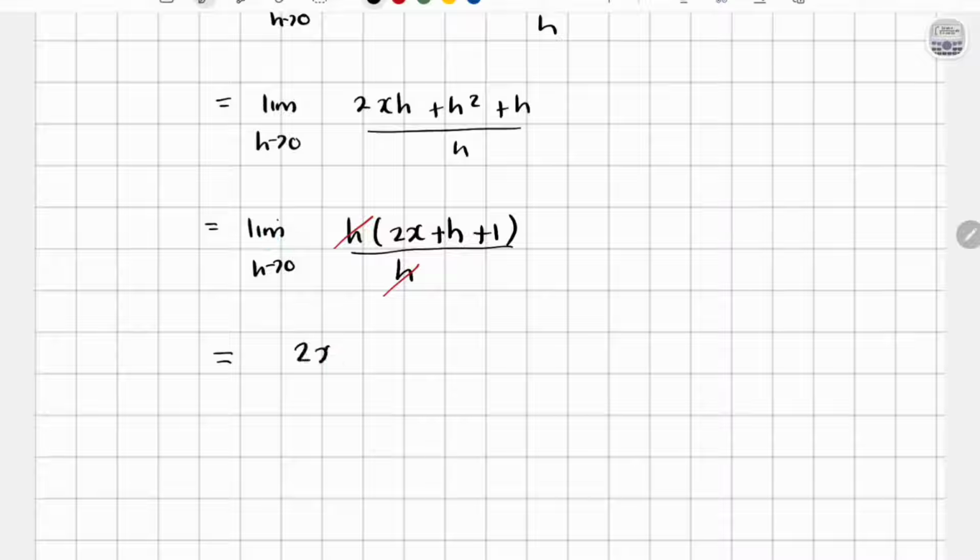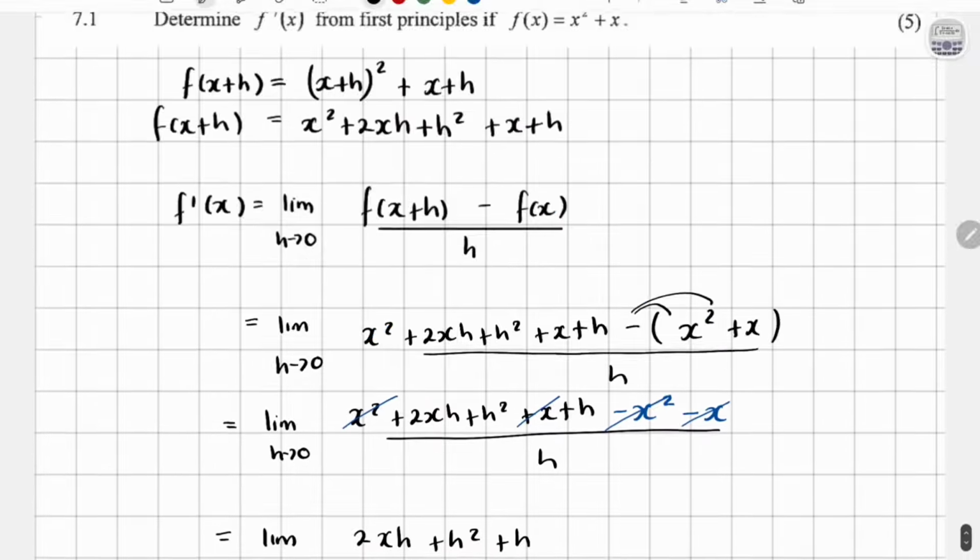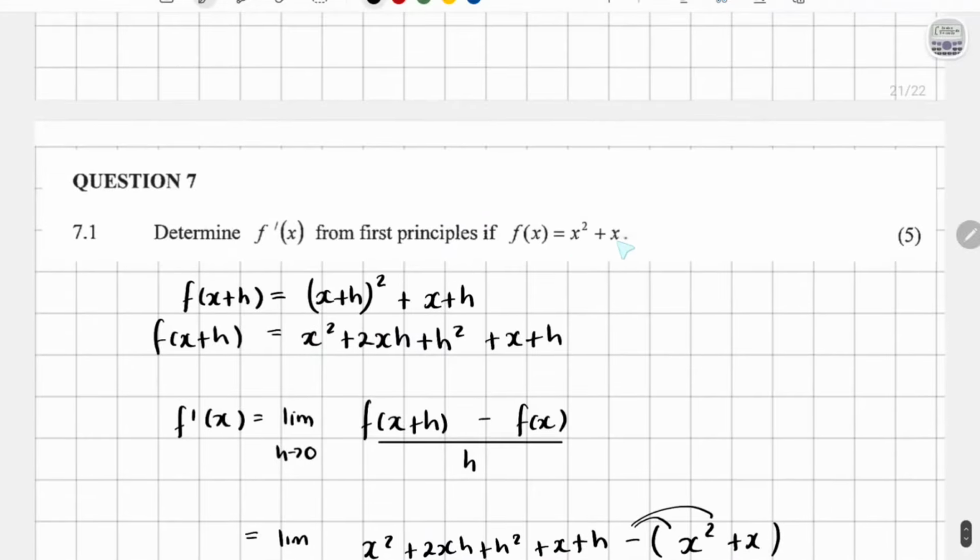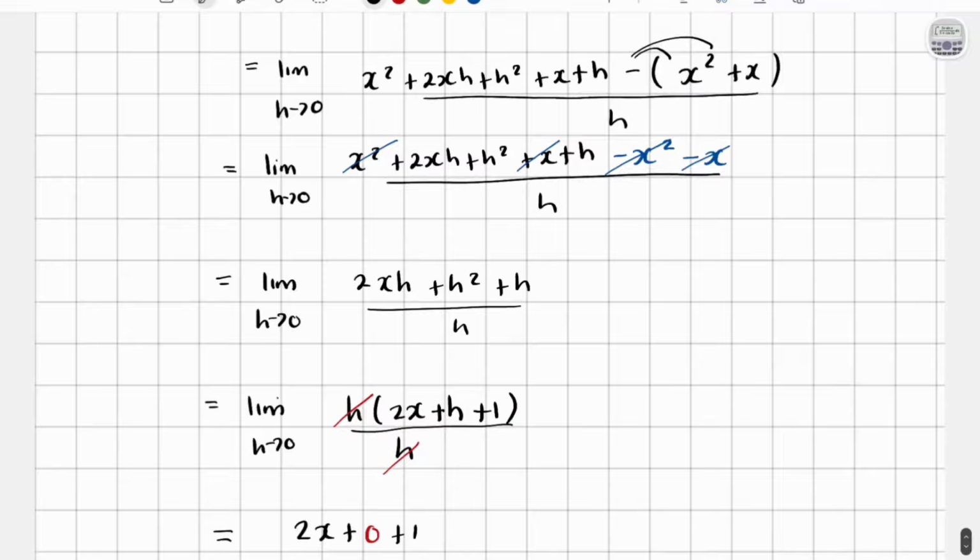So this is 2x plus 0 plus 1, which of course means that f prime of x is really just equal to 2x plus 1. Okay, so another thing that you can also do from the beginning is take this and derive it from the rule of differentiation. If you do that, you already know what your answer is, and if it's wrong, you'll be able to check where you made a mistake.